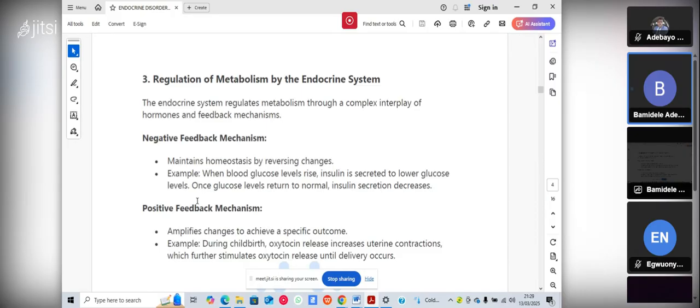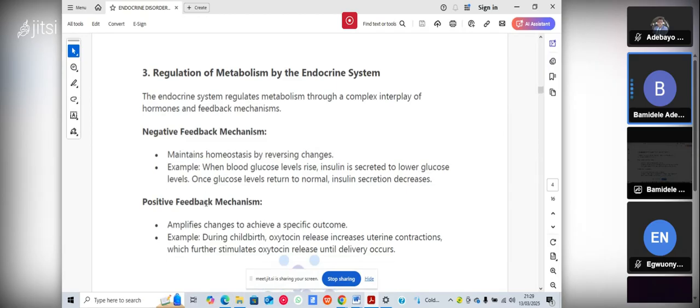Another example is, for instance, growth hormone. Normally, the growth hormone helps to regulate your growth, ensuring that you are at the right height for your age. But when the person is getting excessively tall, the secretion of growth hormone stops, and there's no further production of growth hormone. That is a very clear example.